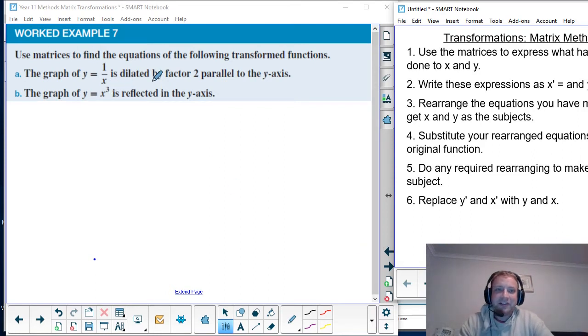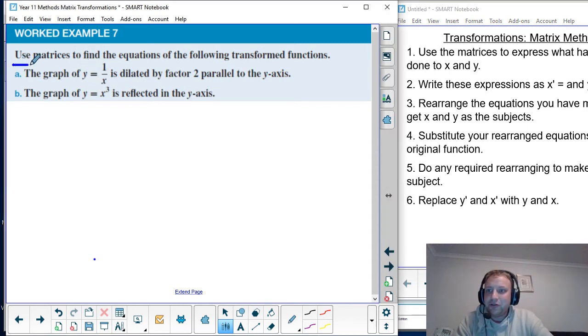So generally a question like this at your level will give you a standard graph. So this one is 1 over x. It's the most standard hyperbola that there is. There are no transformations there in that equation. Then you're being asked to use matrices specifically, right? There are other ways of transforming an equation, but we're learning about matrices. So you're going to use matrices to find an equation if I transform my function.